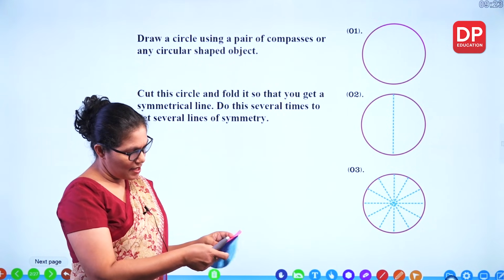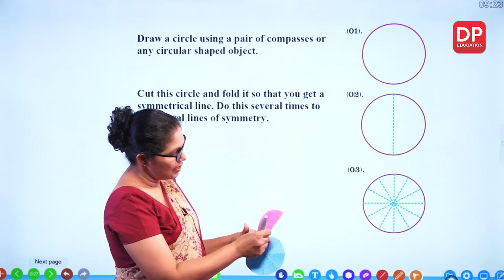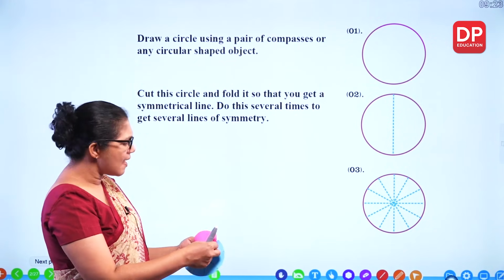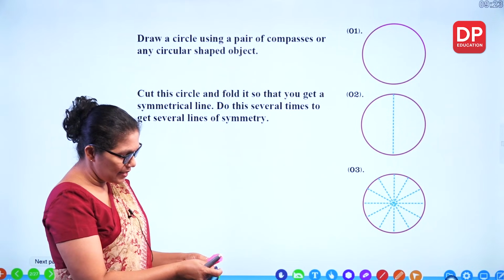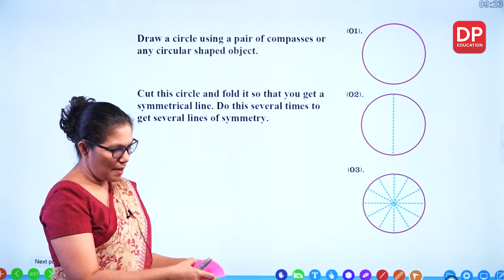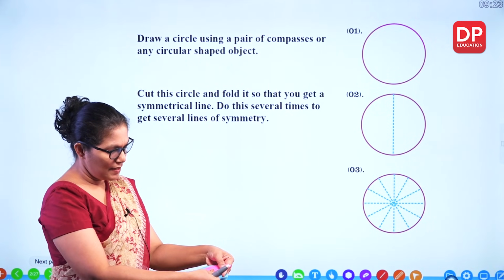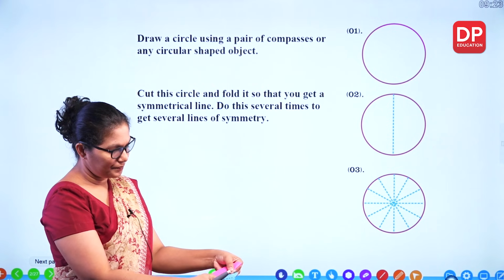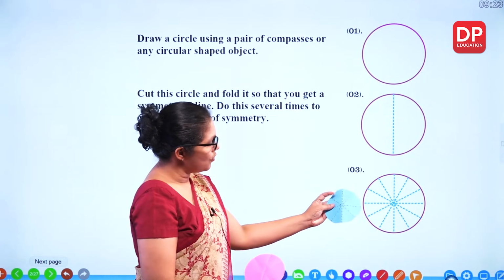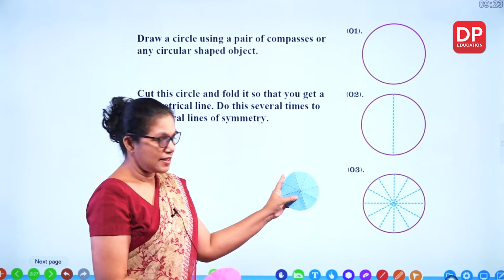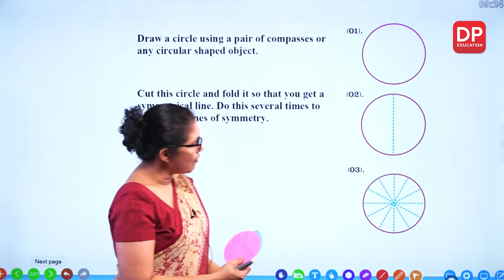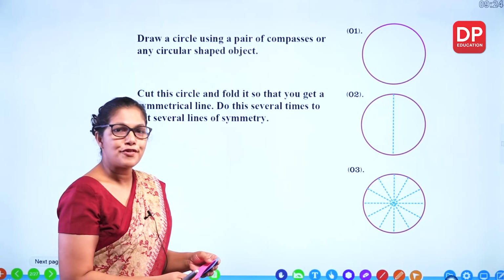So this is one. You get one symmetrical line like this. And then you can fold this several times so that we get symmetric lines. Likewise I am doing several times. Fold this. After you get this one, this is what you are getting. So you get all the symmetrical lines like this. In the third diagram, you see all the symmetrical lines.